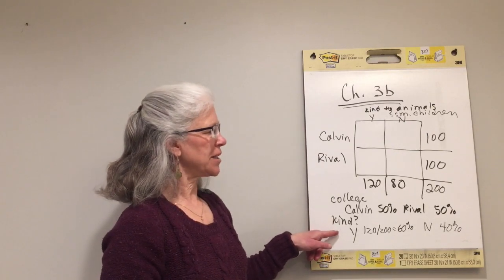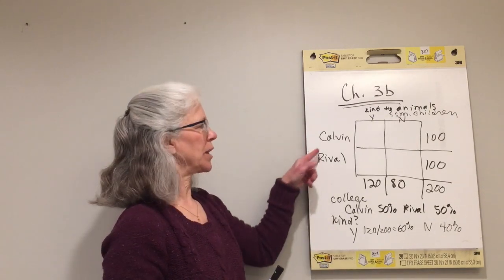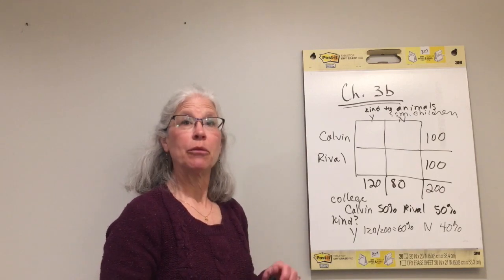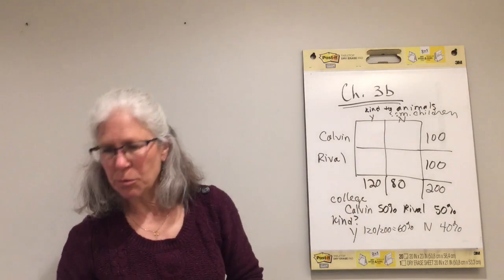But these marginal percents tell us absolutely nothing about whether there's a relationship between what college you go to and whether or not you're kind to animals and small children. And that's what we want to know next. So first we described our sample. Now we want to see if there's a relationship.